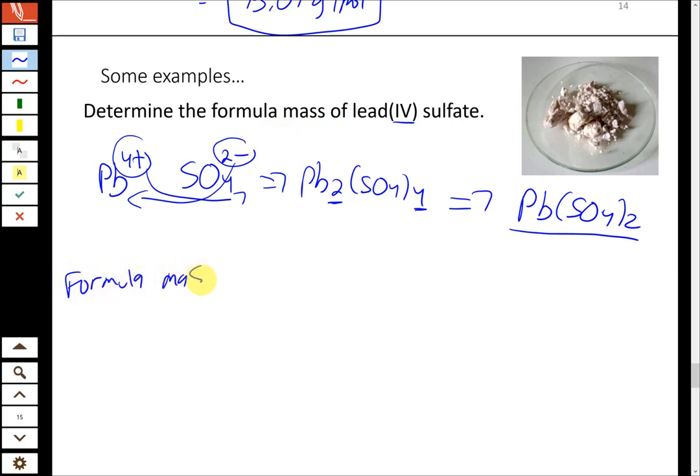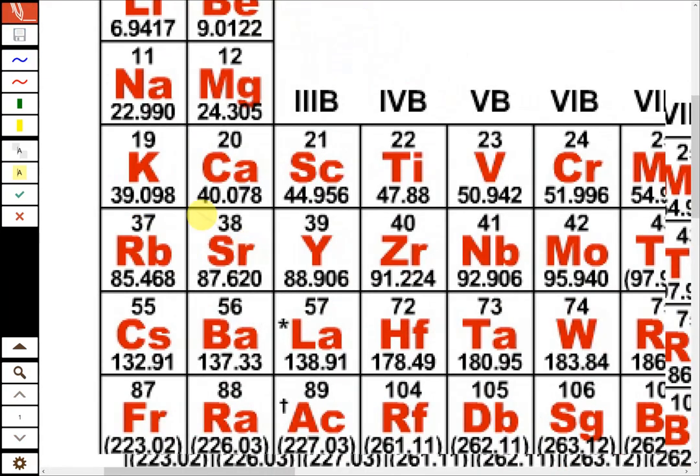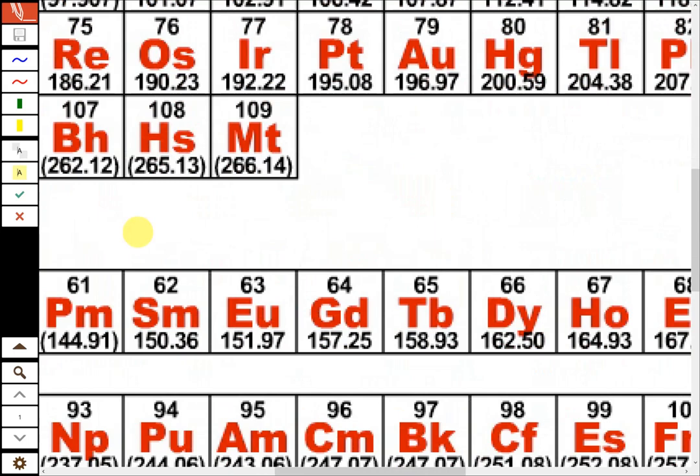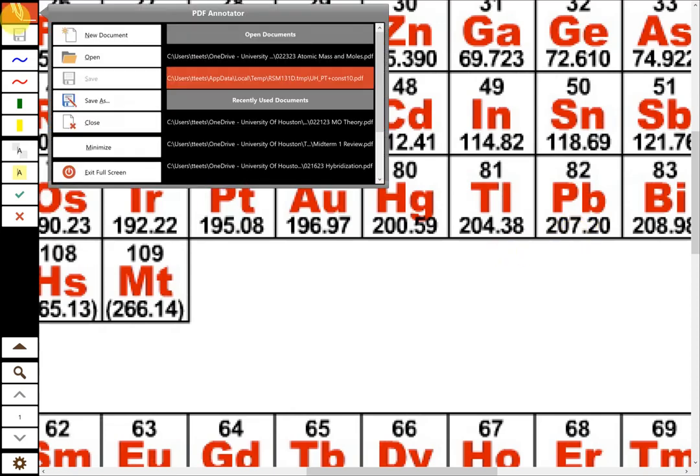So for the formula mass, we account for how many are in the formula. So we have 1 lead in the formula. There's no subscript by lead, so there's just 1 of them. So for lead, there's 1, and we find this atomic mass. Pb is way over here somewhere in the p block. It's there, number 82. So 207.20 is the atomic mass of lead. So we're going to use that first.